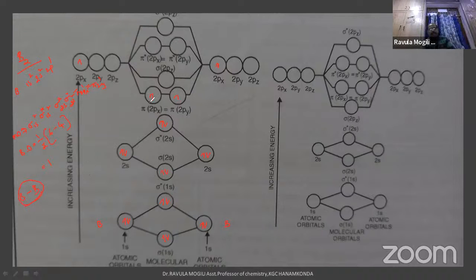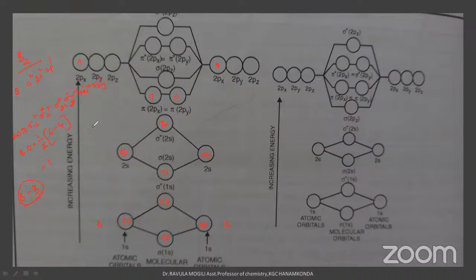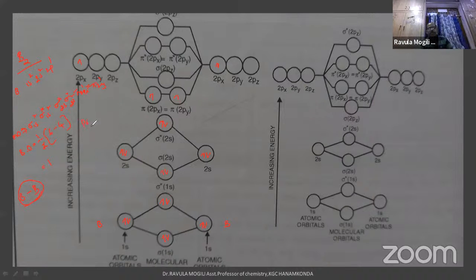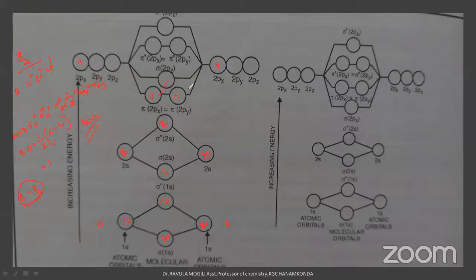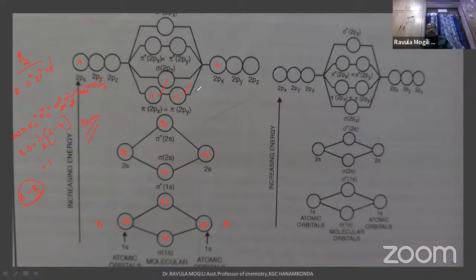Is it diamagnetic or paramagnetic? Paramagnetic, sir. Paramagnetic nature, because here unpaired electrons are present. So in these orbitals, the presence of these unpaired electrons shows a paramagnetic nature. So this is for boron.